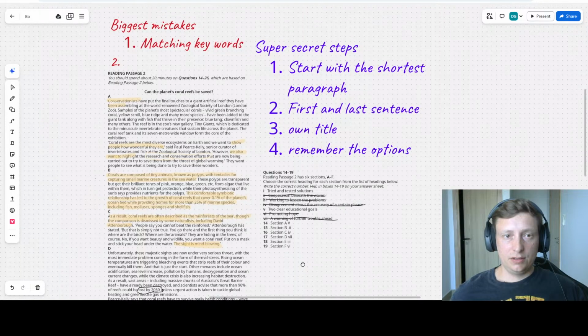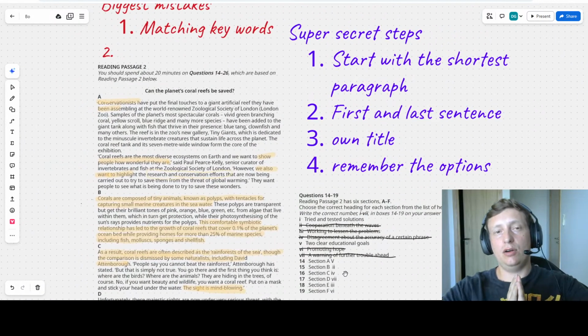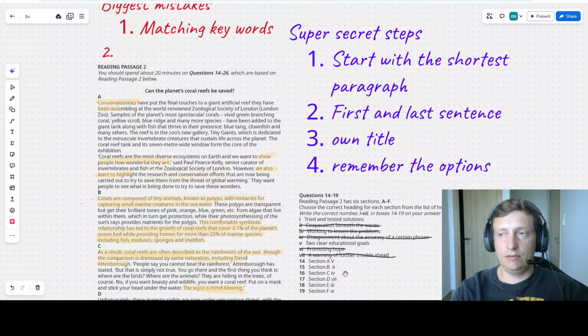Okay, so just to give you a quick recap, we want to start with the shortest paragraph. This increases the likelihood that we get the first few answers right, meaning we're probably going to get the last ones right as well. Most of the time, not all of the time, you can find the answer in the first or the last sentence. Step number 3, very critical step, underrated step. You need to give the first sentence and the last sentence its own title.